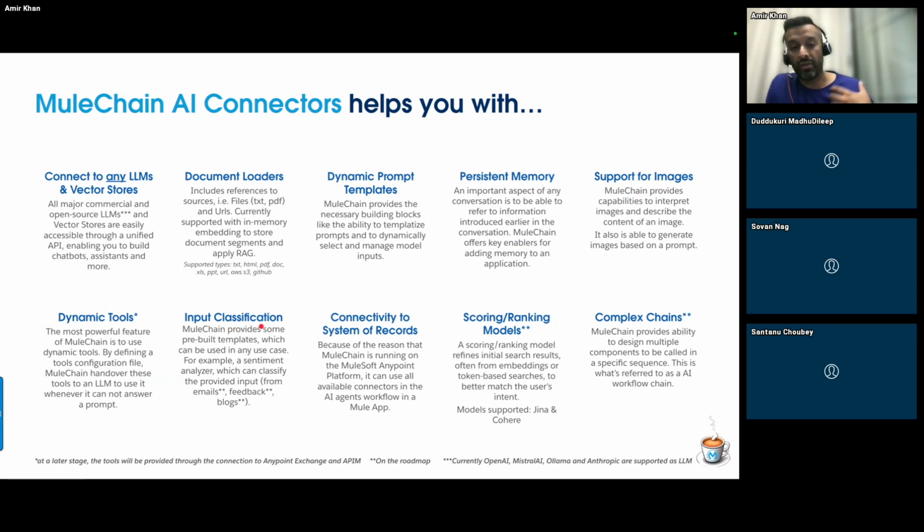Input classification. So what is positive, negative. So those kind of things you can do. Connectivity to system of records. That's not something what MuleChain does, but what MuleSoft does. So here MuleChain is just contributing to it. Scoring and ranking we can have, as well as complex chains. So these two are not yet brought in, but very soon we are going to introduce these capabilities as well.